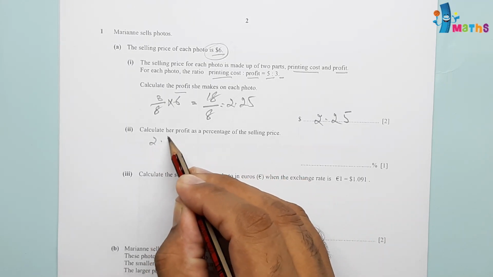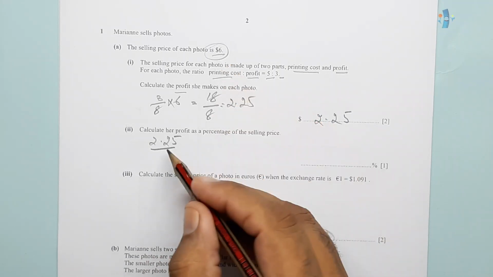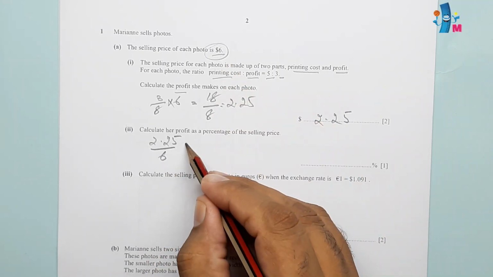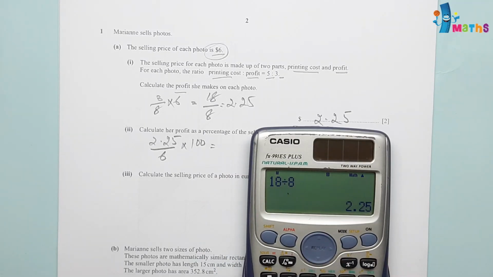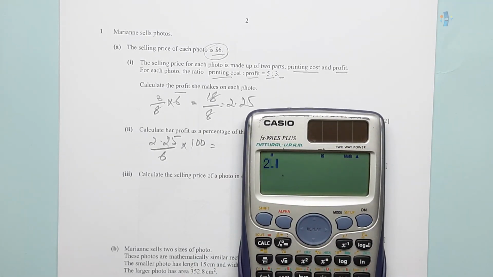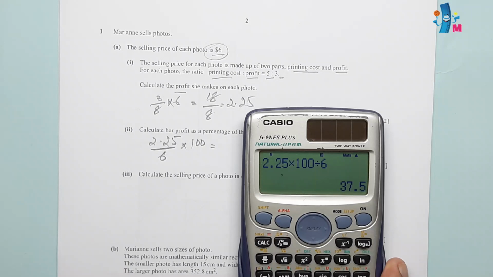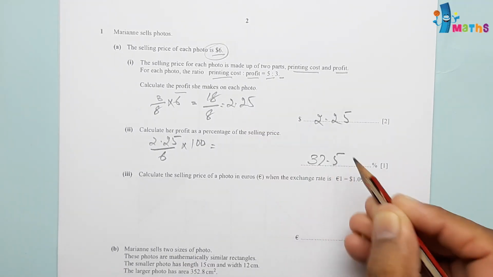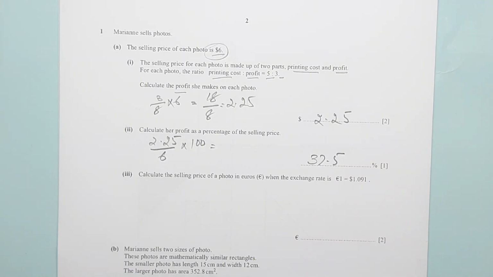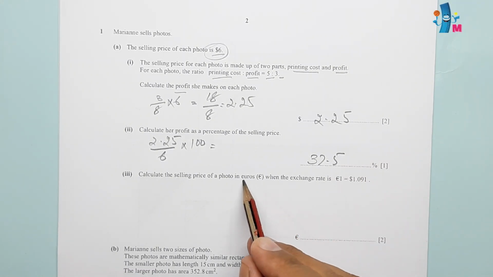Second part, calculate her profit as a percentage of the selling price. So 2.25 is the profit against $6. So multiply by percentage, which is 100. So we will multiply 2.25 by 100 and then divide by 6, which will be equal to 37.5%.